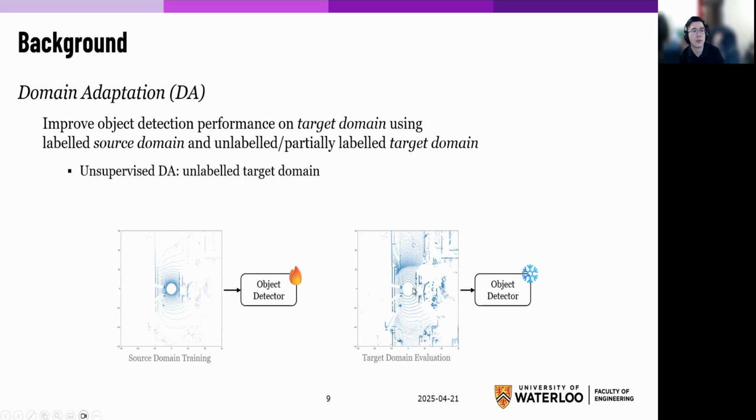And there are two different variants depending on if the target domain labels are used. For unsupervised DA, we assume a unlabeled target domain, and for semi-supervised DA, we assume a partially labeled target domain. So a small amount of target domain data is labeled.